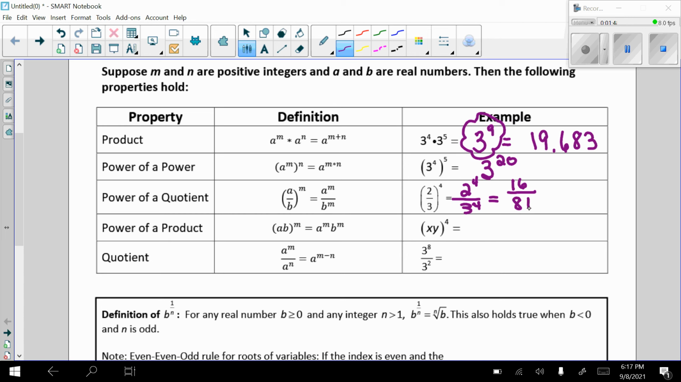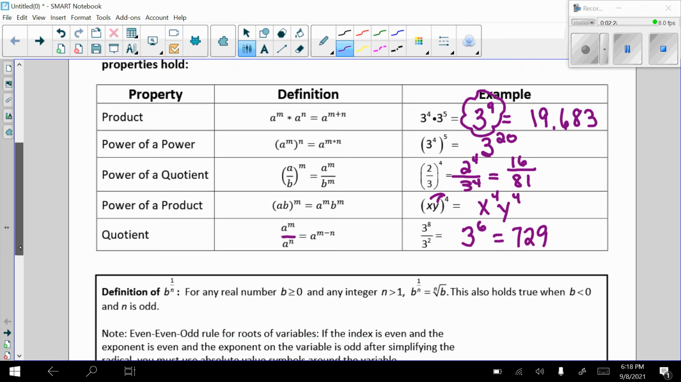Okay, power of a product. Kind of the same idea. We have to apply this exponent to everything inside these parentheses. Notice this is just one term in here. So all we get is one term on the outside, x to the 4th, y to the 4th. And our quotient property, when we are dividing and we have the same base, we subtract our exponents. So 3 to the 8th divided by 3 squared, we basically do 8 minus 2, and we get 6. Okay? And you might know that that is 729.